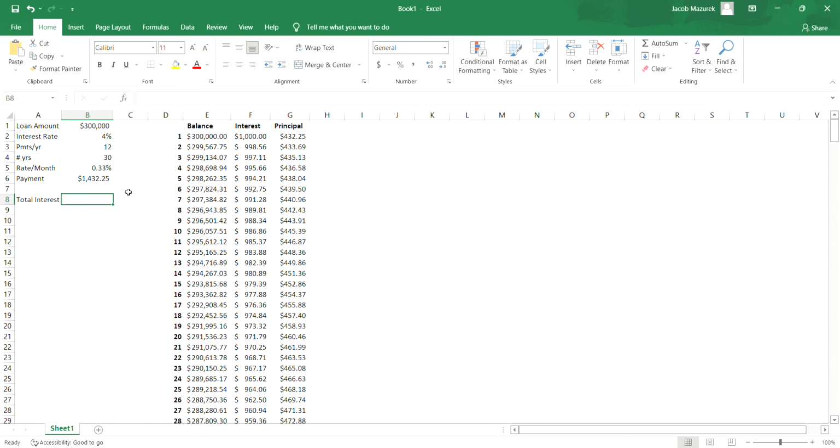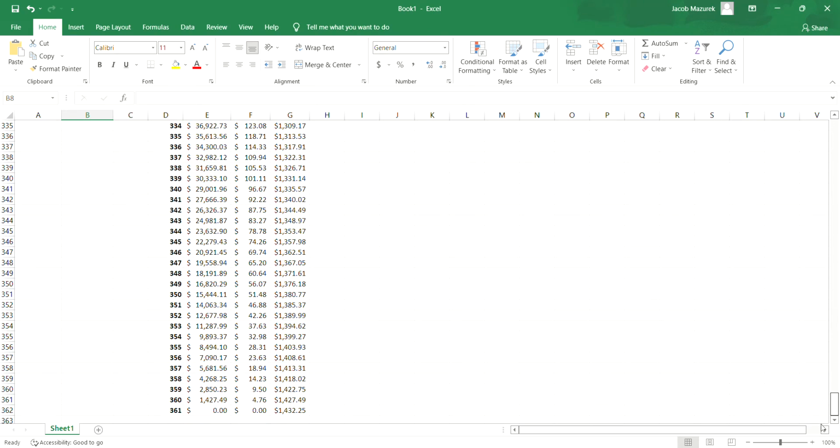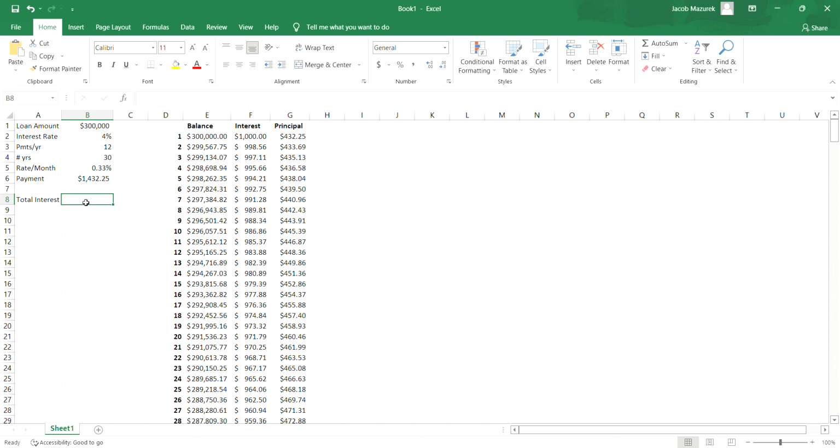And so we want to sum all of these interest payments. We want to add up all these interest payments all the way down to here. So we want to do that, but we don't want to sum anything that is 0 or less than 0. We only want to sum up interest payments that are positive numbers. Why? Well, I'll show you in a little bit. I'm going to show you what happens if we change some of this information.